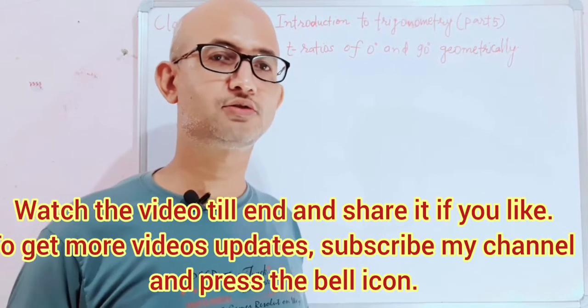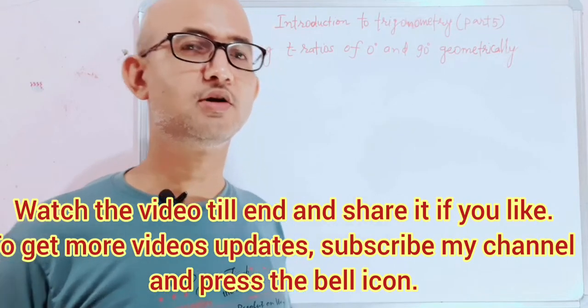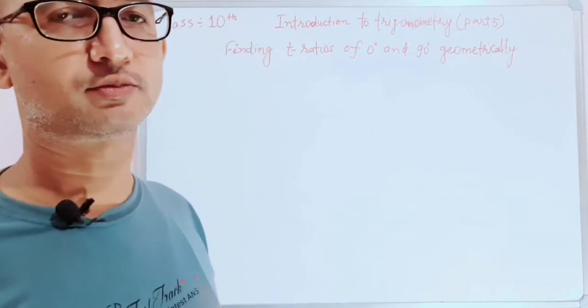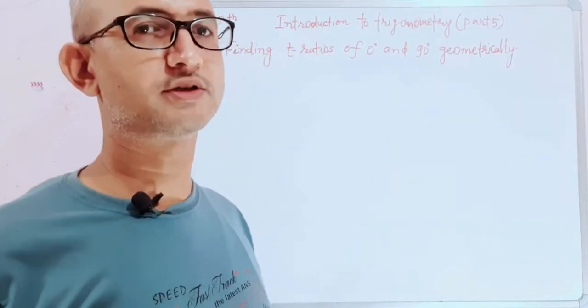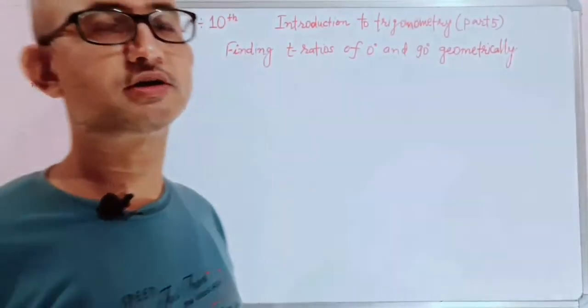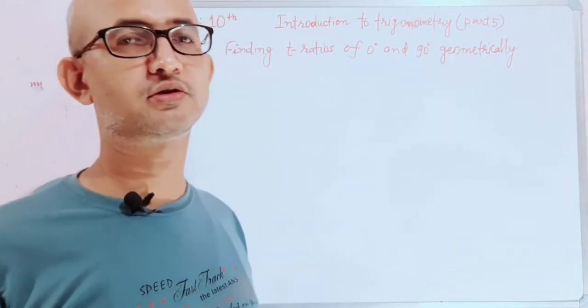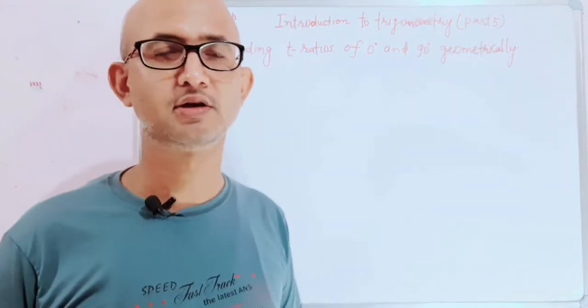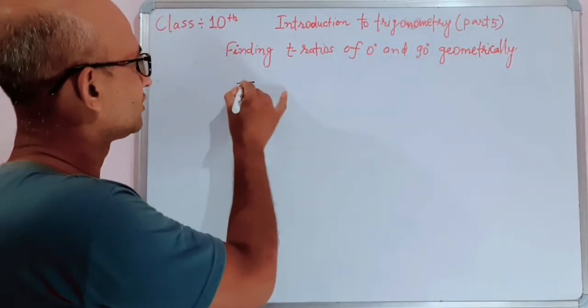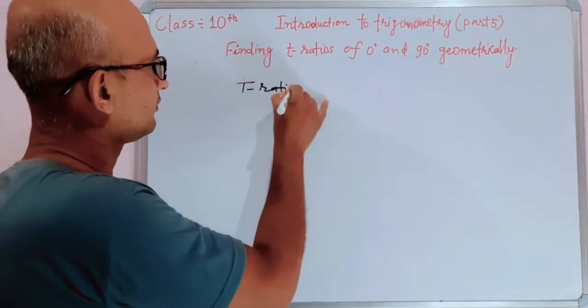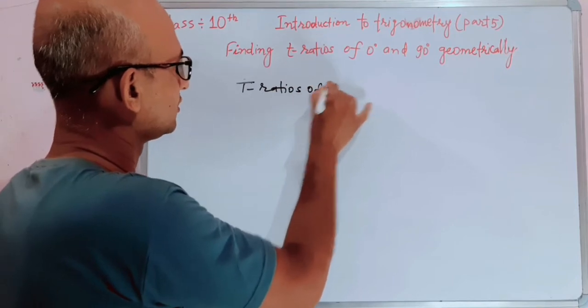In this video, Introduction to Trigonometry Part 5, we will learn to find values of trigonometric ratios of 0 degree and 90 degree geometrically. Before watching this video, make sure that you have watched all the previous videos on Introduction to Trigonometry. Let us first find trigonometric ratios of 0 degree.